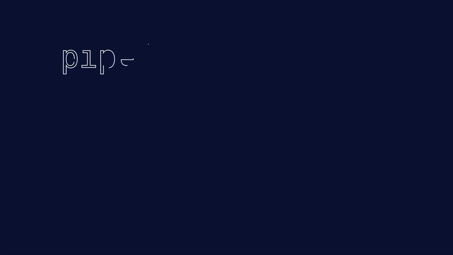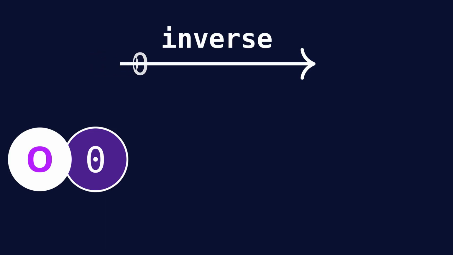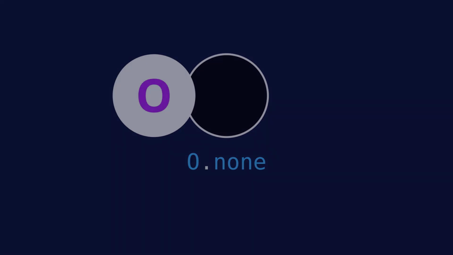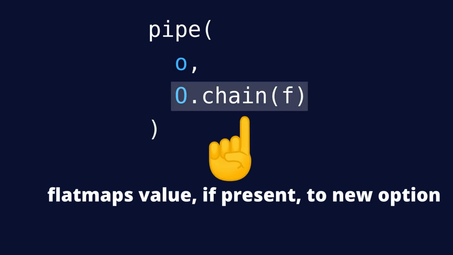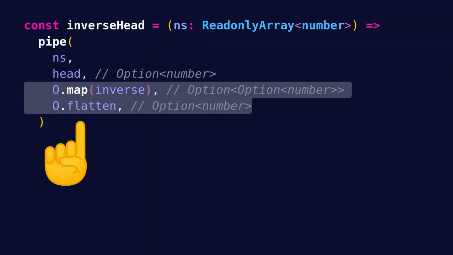On the other hand, if we pipe some 0 into chain inverse, once again, the first thing that chain does is to check if the option has a value, which in this case it does. So chain will pull the value 0 out of the option, pass it to the inverse function, get back none and return that. Finally, if we pipe none into chain inverse, chain checks if the option has a value, which in this case it does not since it's a none, so chain will just return that same none without even calling inverse. So, in summary, when you pipe an option into chain, you are just flat mapping the value of the option, if present, to a new option. So, returning back to inverseHead, we can replace the map and flatten with a single chain.